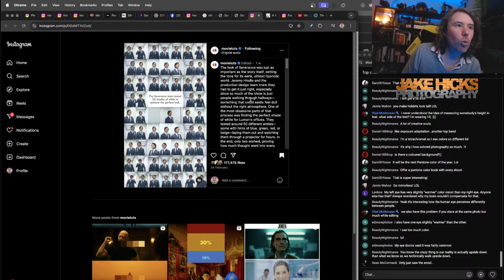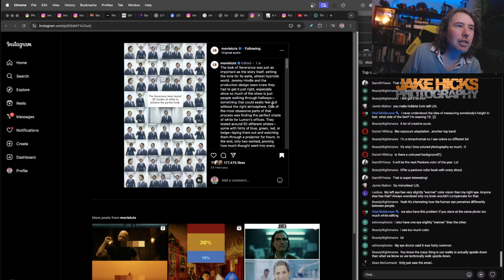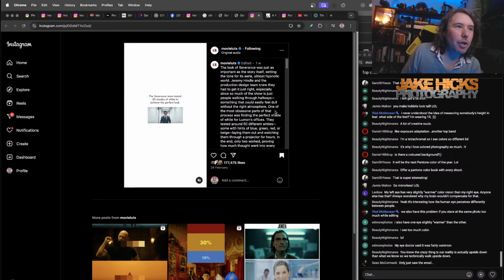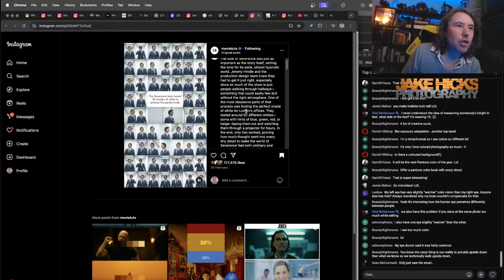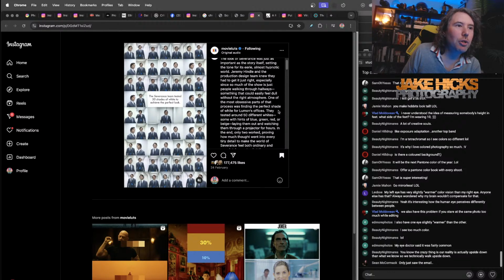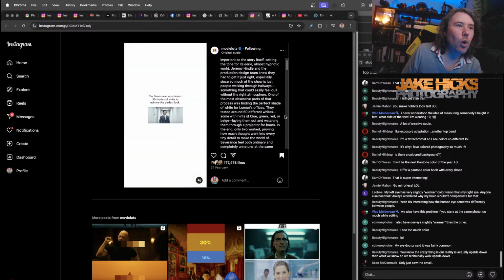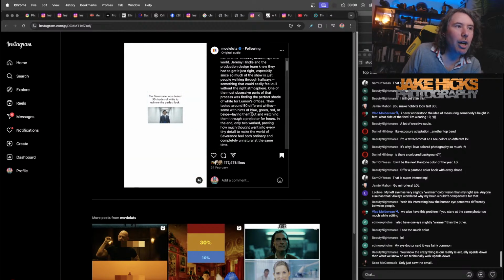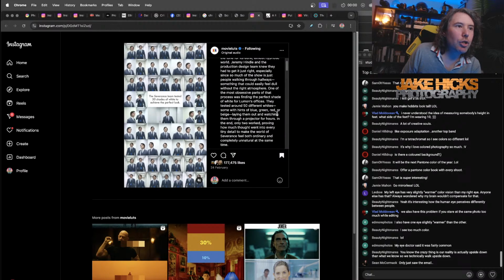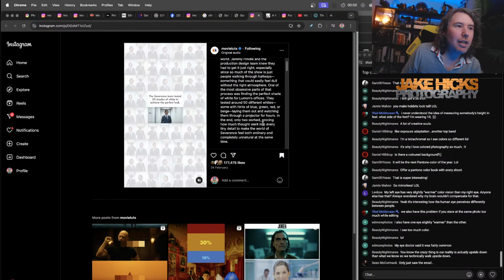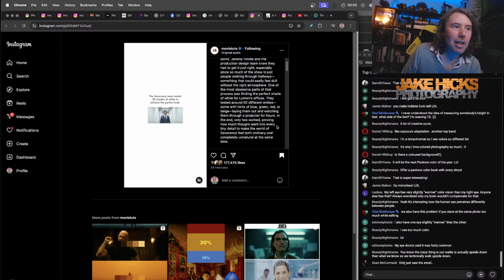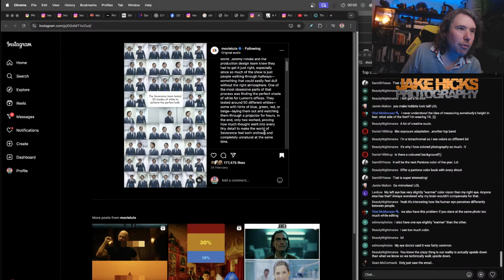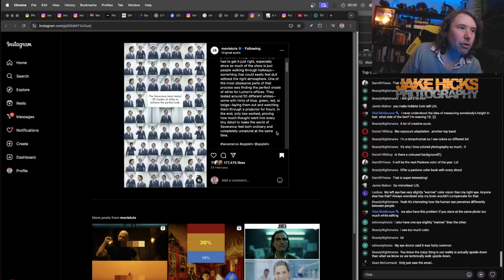especially since so much of the show is just people walking through hallways, something that could easily feel dull without the right atmosphere. One of the most obsessive parts of that process was finding the perfect shade of white for Lumen's office. They tested around 50 different whites, some with hints of blue, green, red, or beige, laying them out and watching them through a projector for hours. In the end, only 2 worked, proving how much thought went into every tiny detail to make the world of Severance feel both ordinary and completely unnatural at the same time.